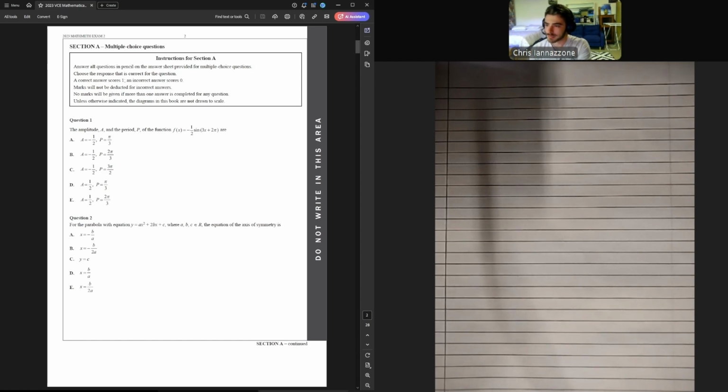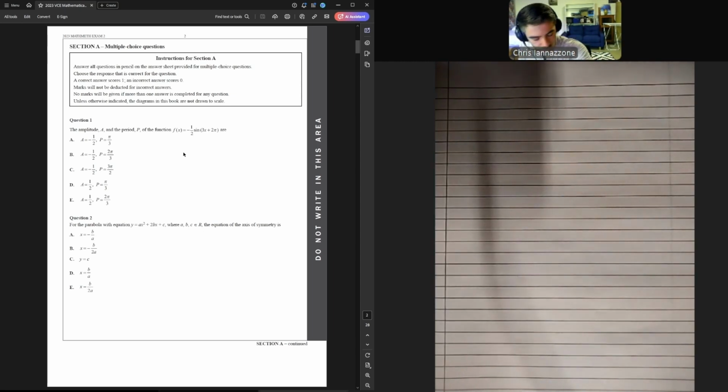We want to know the amplitude and the period of our circular function. Now, when it comes to the amplitude, you might be tempted to just grab whatever's out the front here as your amplitude. Not quite right. So the amplitude specifically is defined as the distance between the midpoint and the peak of your circular function.